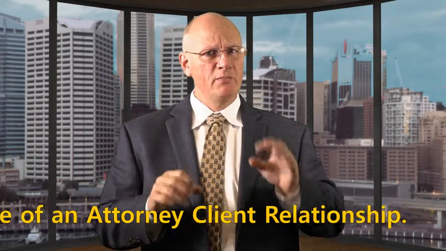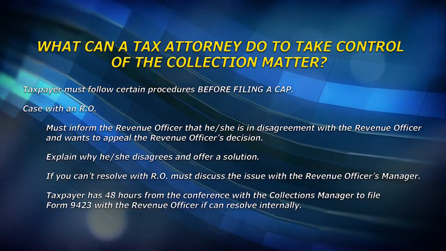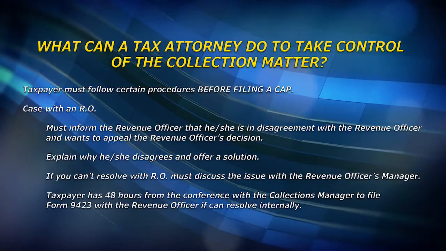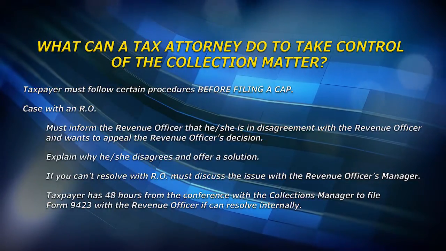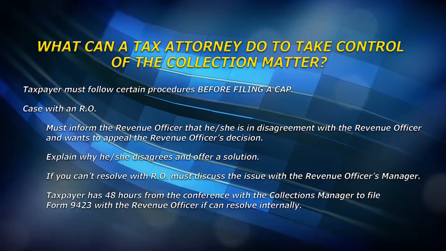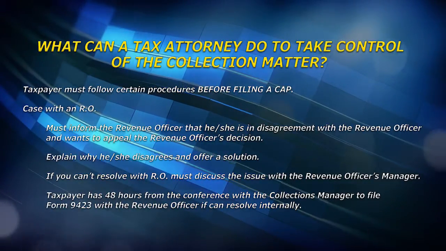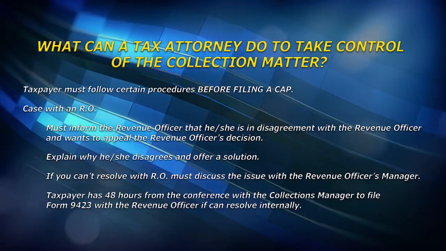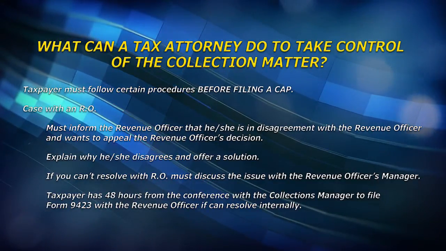An attorney must make his taxpayer comply with certain procedures before utilizing a CAP. This differs depending upon whether the client is in front of a revenue officer or in front of automated collection services. If the taxpayer is in front of an RO, he is required to do the following. The first required action is to inform the revenue officer that you disagree with their proposed collection action and you're going to appeal that decision. The taxpayer is required to explain why they disagree with the proposed action and offer alternative solutions. If the issue can't be resolved directly with the RO, the taxpayer or his representative must escalate the issue to the RO's manager. After speaking with the manager, the taxpayer and his representative have 48 hours to file the Form 9423 to get into the collection appeal program.